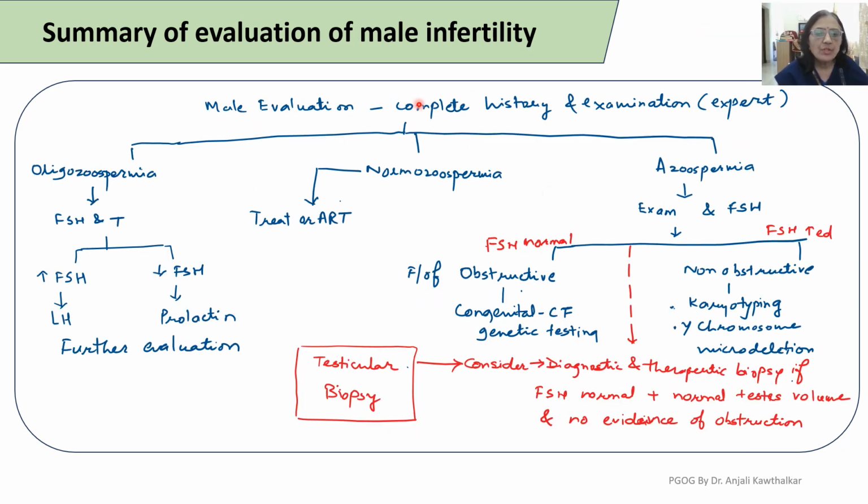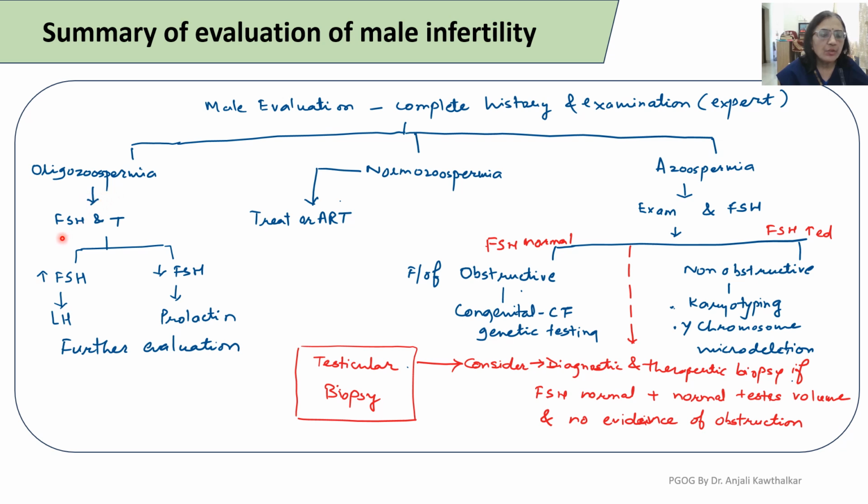Now, in male evaluation, again, complete history and examination by an expert is indicated. Depending on semen analysis, we can divide these male partners into three groups: oligozoospermia, normozoospermia, and azoospermia. Whenever there is normozoospermia, we have to see whether there is any treatable cause contributing to the infertility and treat it, or we can proceed with ART.